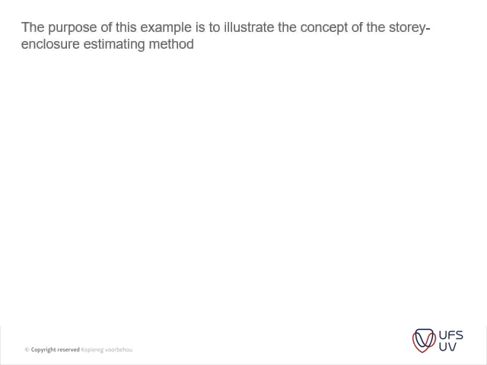Okay, so the purpose of this example is to illustrate the concept of the story enclosure method. So we look at our building. As you can see, it's obviously been designed by a QS again. It is a simple square rectangle building, 9 by 9 meters square on plan, and it has an elevation of 2.4 meters.